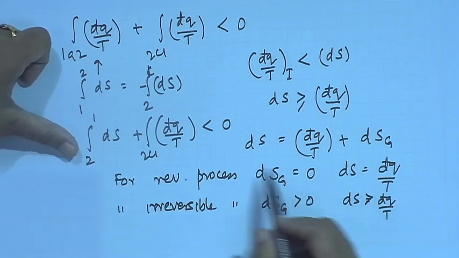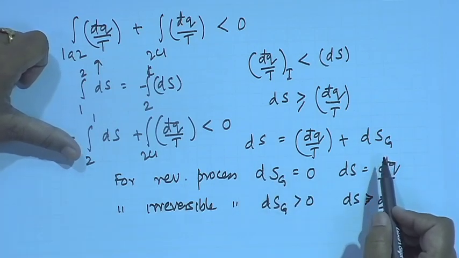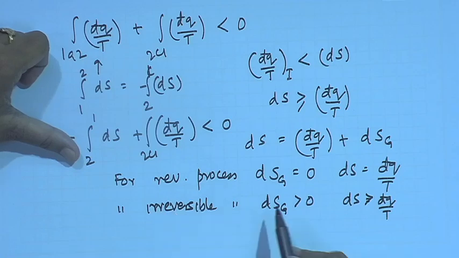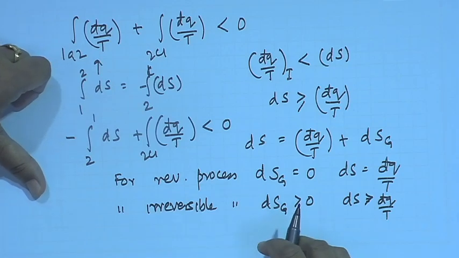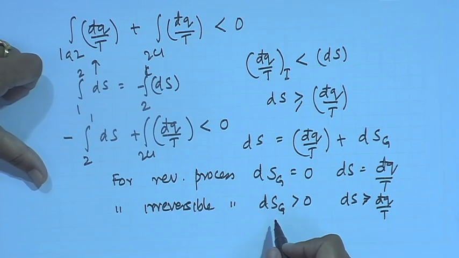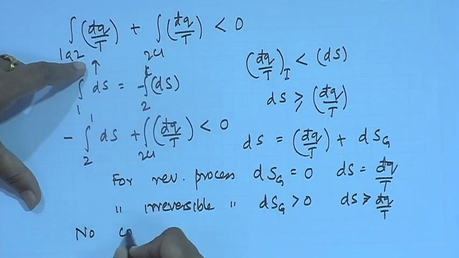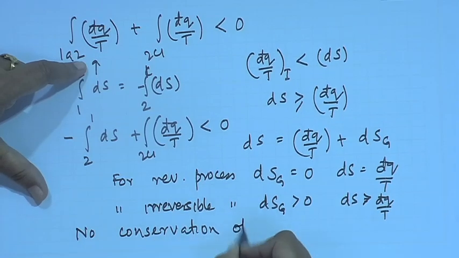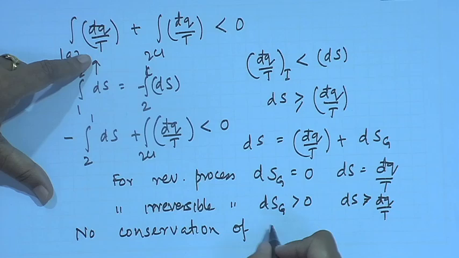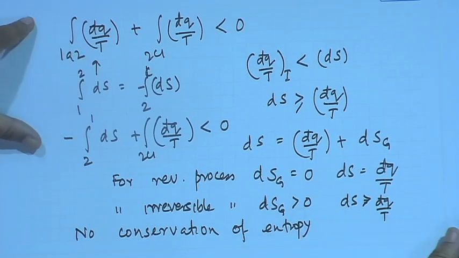So, this is what we get, and we find that for a process to be feasible, there has to be some amount of entropy generation, which automatically implies that the entropy keeps on increasing. There is nothing like the conservation of entropy. Just as we have a conservation of energy, there is no conservation of entropy, and entropy is always generated during any irreversible process.